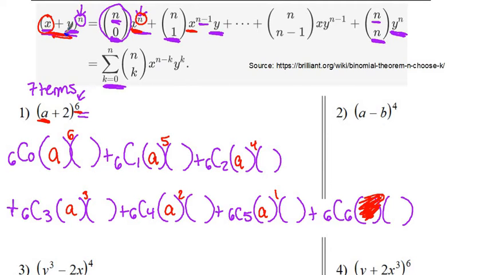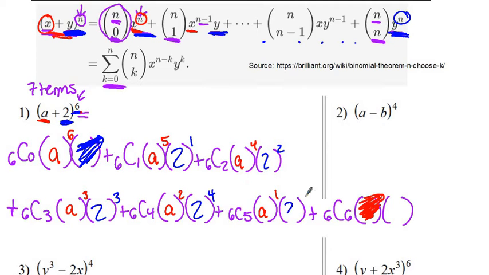Okay, then the second term, in this case the y, does the opposite. It starts with no y's, and then it goes y to the 1st, and it keeps counting up till you get y to the power that you started out with. So we start out with a 6th power. In this case, our second term is not y, it's 2. So we start at 2 to the 0, which remember doesn't need to be there because that's just equal to 1. Then we go 2 to the 1st, 2 to the 2nd, 2 to the 3rd, 2 to the 4th, 2 to the 5th, and finally 2 to the 6th.